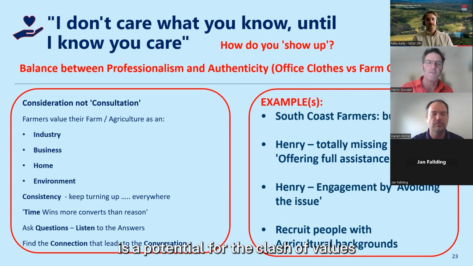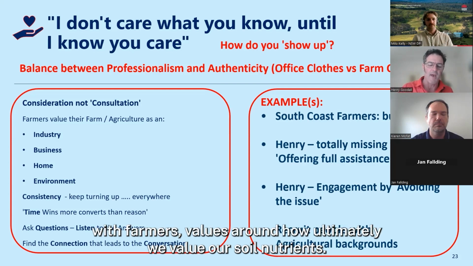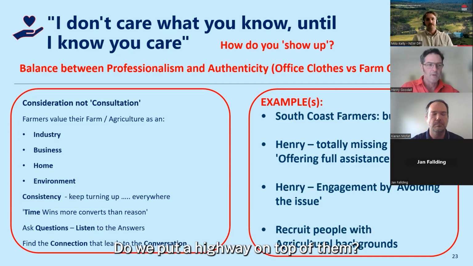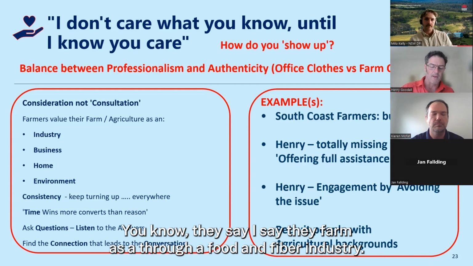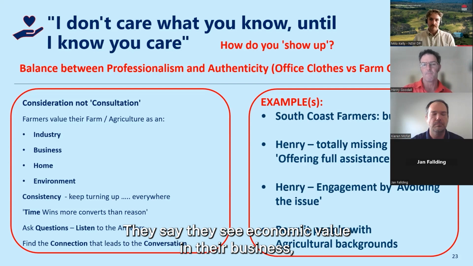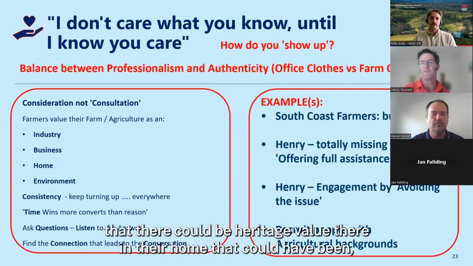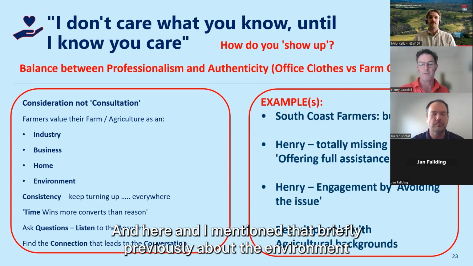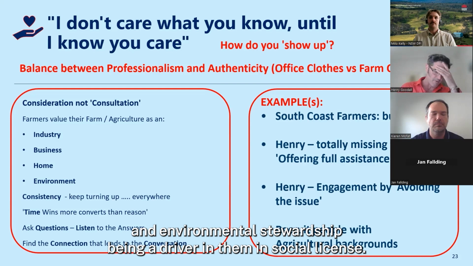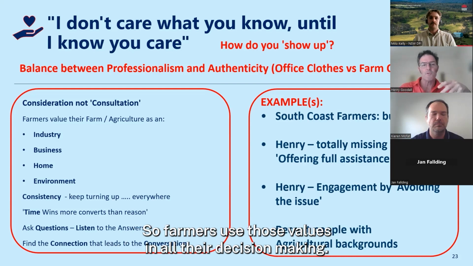There's a potential there for the clash of values with farmers, values around how ultimately we value our soil nutrients. Do we put a highway on top of them? Do we put a sporting field there? Or do we grow broccoli on them? So farmers use those values. You know, they see their farms through a food and fibre industry. They see economic value in their business, but there could be heritage value there in their home, the farm could have been through multiple generations of their family. And Keiren mentioned there previously about the environment and environmental stewardship being a key driver in social license. So farmers use those values in all of their decision making.